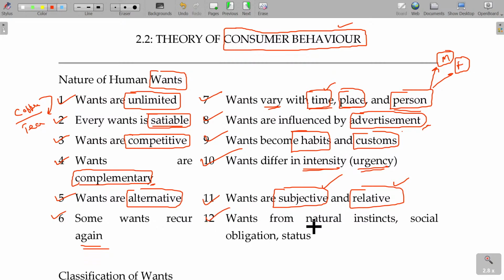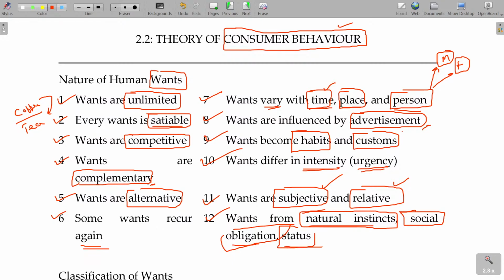And twelve, wants arise from natural instincts, social obligation, and status. Natural instinct is when you yourself feel thirsty and hungry, and you just go and purchase something. Social obligation: why do you wear a set of dress that's suitable for the society? Because you are living in it. If you are living in Tamil Nadu you prefer some set of dress, if you are living in the north you prefer some other set of dress. If you are living in some Russian country, the dress may be quite different, where the climate is very chill and may go down to minus 20, minus 30, where our dress code will not be suitable.